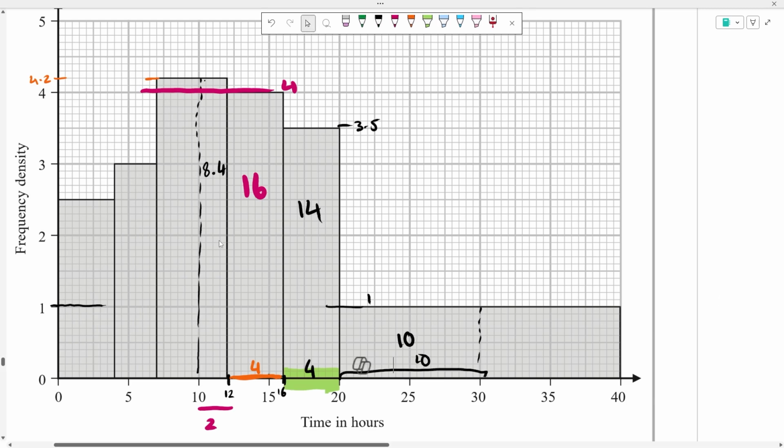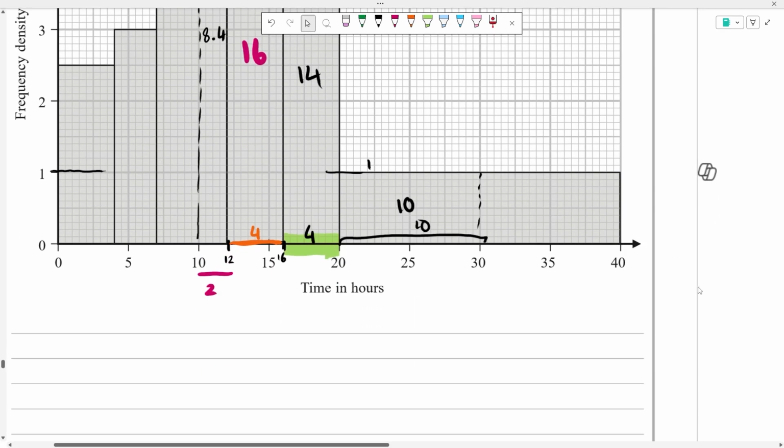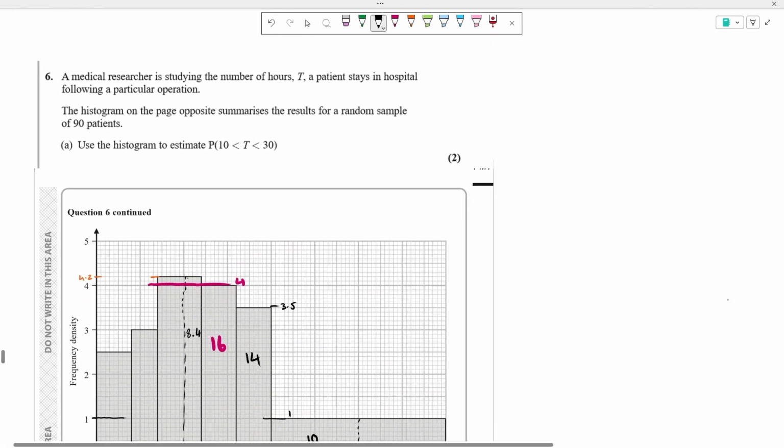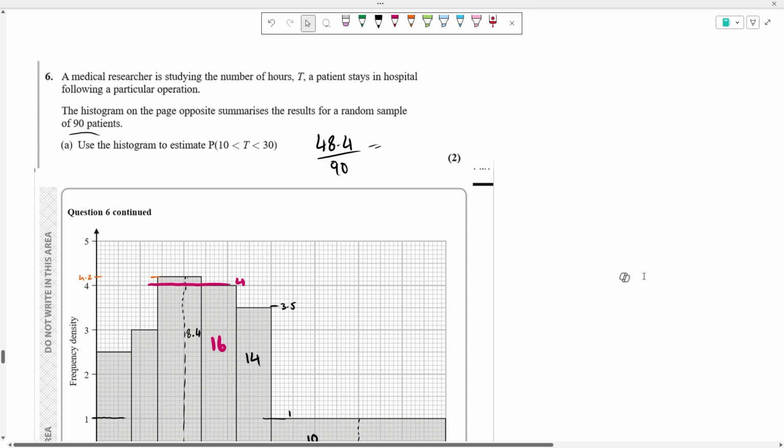So our total amount of people is going to be 16 plus 14 plus 10 plus 8.4. And that gives us 48.4 people in total. Perfect. Now, it's a probability, so we're going to be dividing this by 90. And that gives us a probability of 0.5378. Okay, perfect.